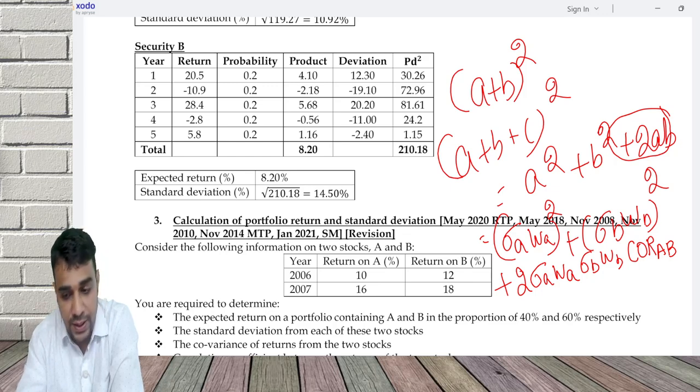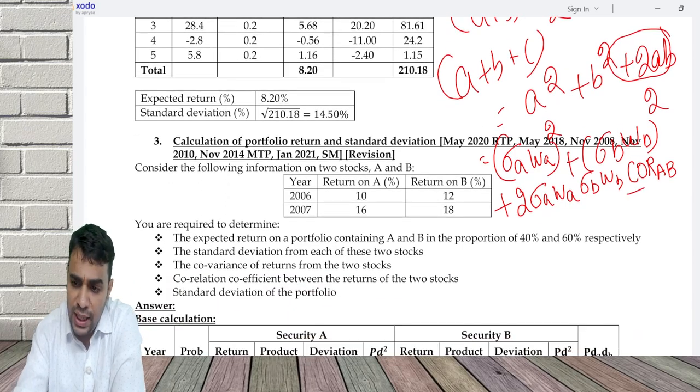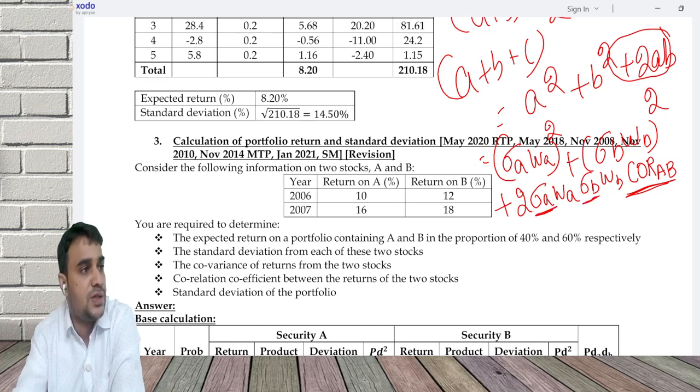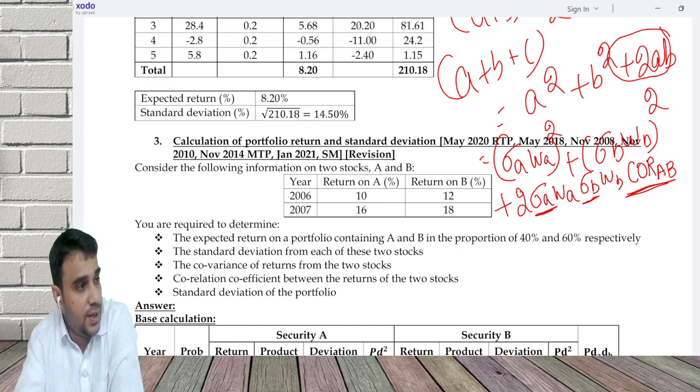Plus 1. Wait. Correlation AB into sigma A into sigma B is what? I told you something. Covariance.